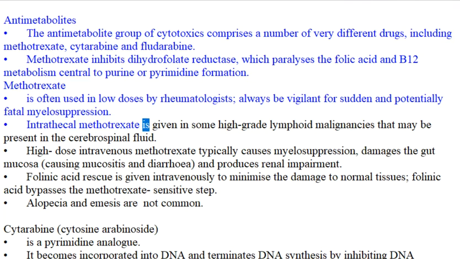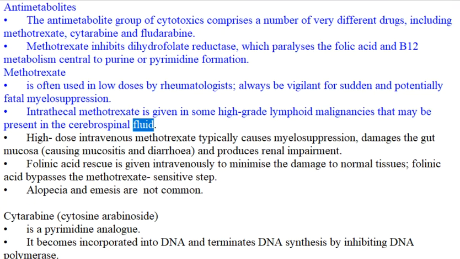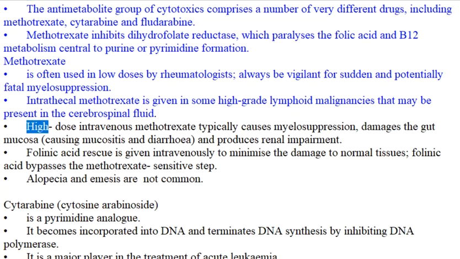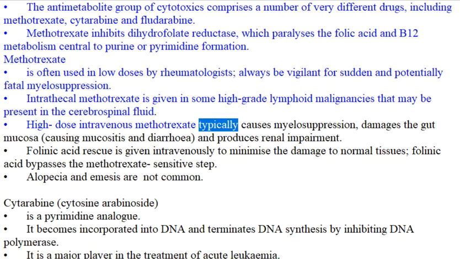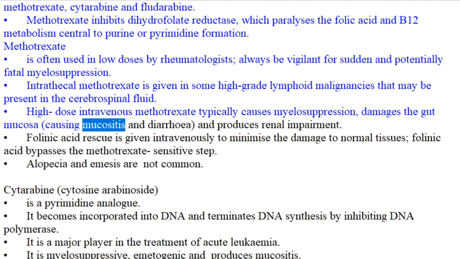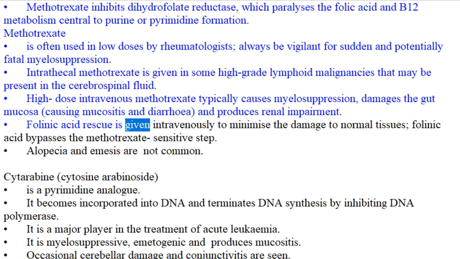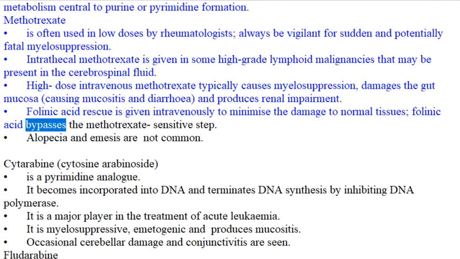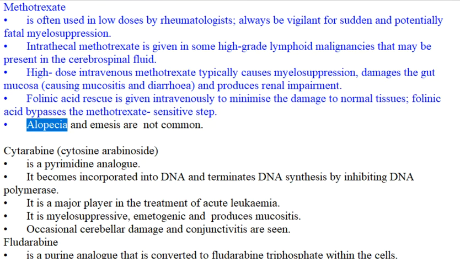Intrathecal methotrexate is given in some high-grade lymphoid malignancies that may be present in the cerebrospinal fluid. High-dose intravenous methotrexate typically causes myelosuppression, damages the gut mucosa, causing mucositis and diarrhea, and produces renal impairment. Folinic acid rescue is given intravenously to minimize the damage to normal tissues. Folinic acid bypasses the methotrexate-sensitive step. Alopecia and emesis are not common.